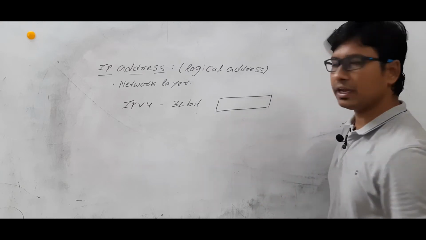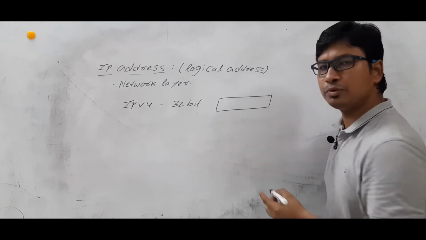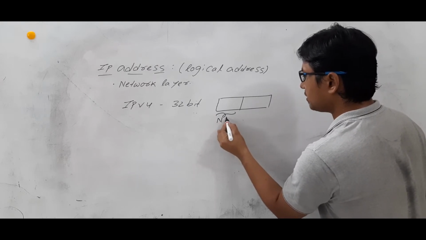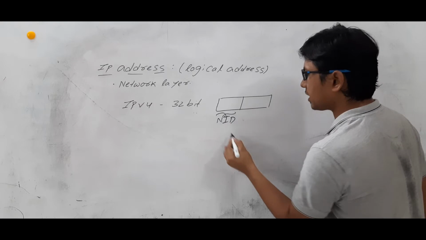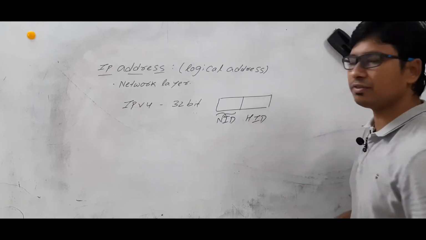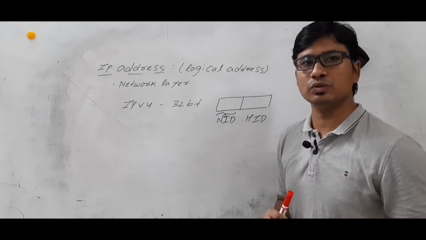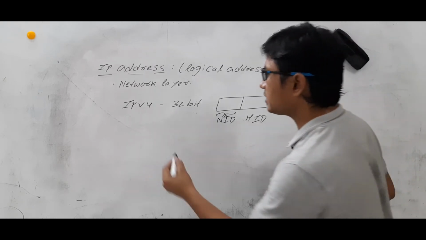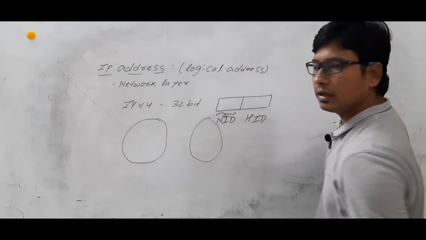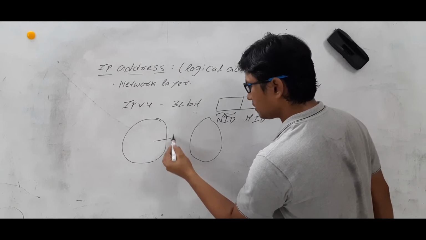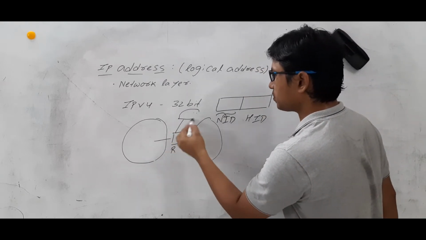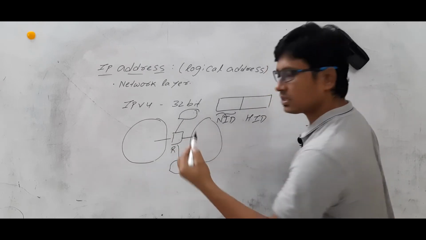If you take any IP address, it will consist of two parts. One is the network ID and another one is the host ID. Then you can ask me, what is the use of a network ID and what is the use of a host ID? Let's take that two networks are there, connected with a router in between. Let's take that not two networks, suppose multiple networks are there.